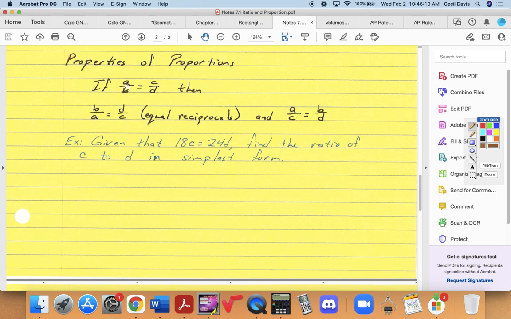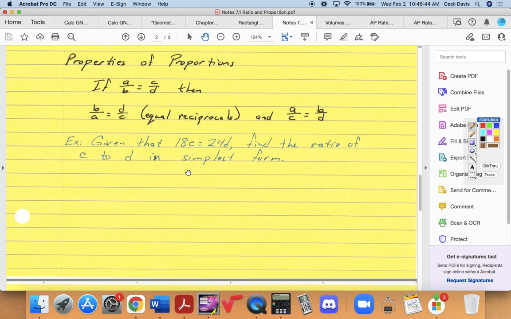Here, we could also go sideways. A over C equals B over D. Again, it has the same cross products, A times D and B times C, that we had originally. So as long as you have the same cross products, you have an equivalent proportion. All right.